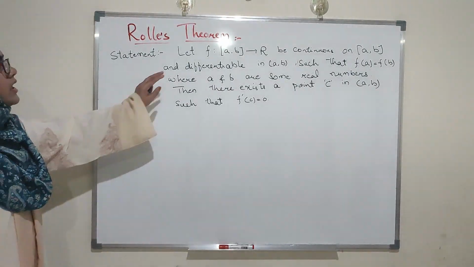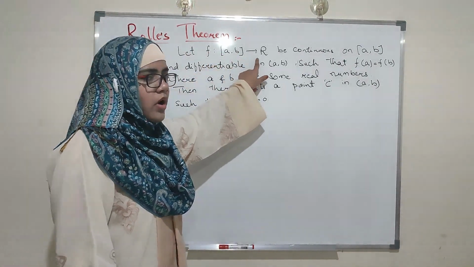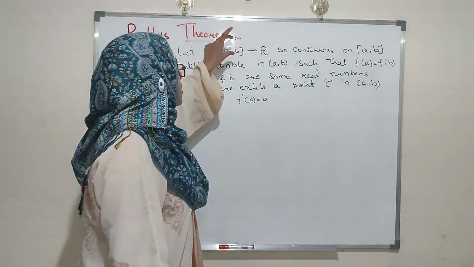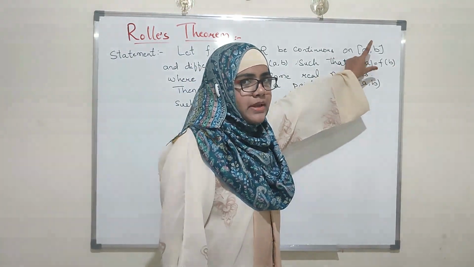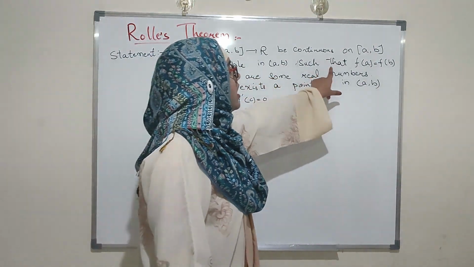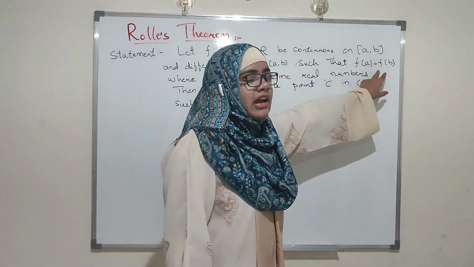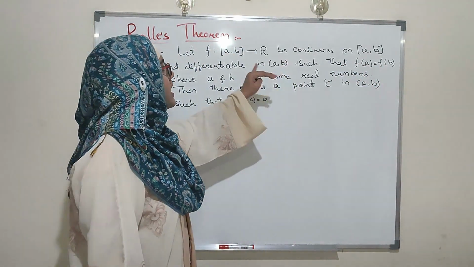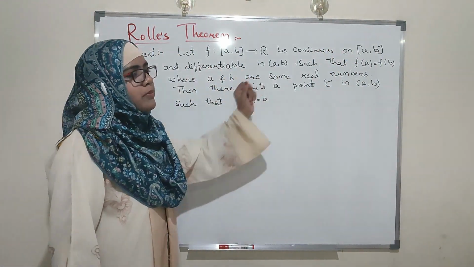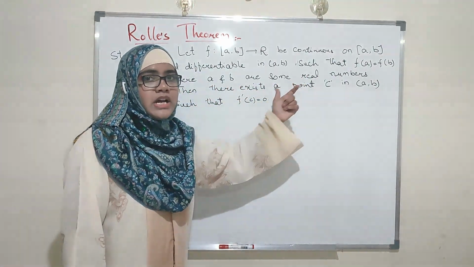Okay, what is given? f is a function from a closed interval AB into R. R is nothing but the set of real numbers. This function is continuous on the closed interval AB and differentiable in the open interval AB, such that if f of A equals f of B, both function values are equal, then we can say that f is continuous on the closed interval AB and differentiable on the open interval AB, where A and B are some real numbers.